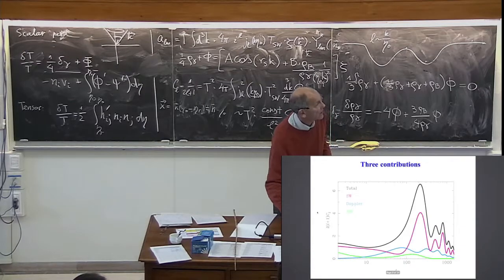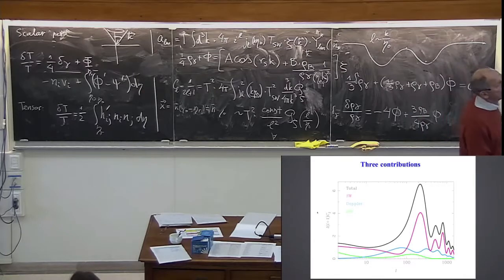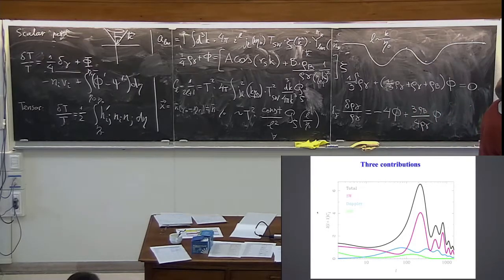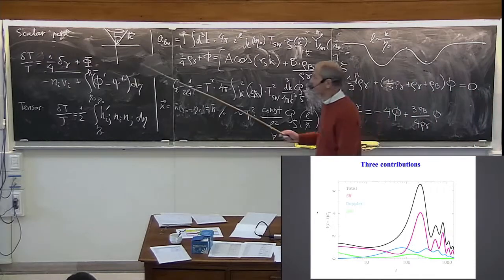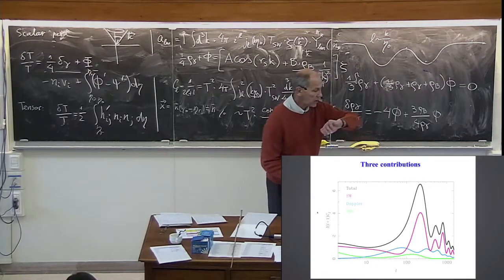By the way, these are the three contributions. This is the main contribution, the Sachs-Wolfe effect. This is the integrated Sachs-Wolfe effect. As promised, it's sizable at multipoles corresponding to the recombination epoch itself and large multipoles corresponding to the present epoch. And this is the Doppler effect, which is somewhat suppressed, somewhat smaller than the main Sachs-Wolfe effect. Okay. Now, what do we learn from all that?